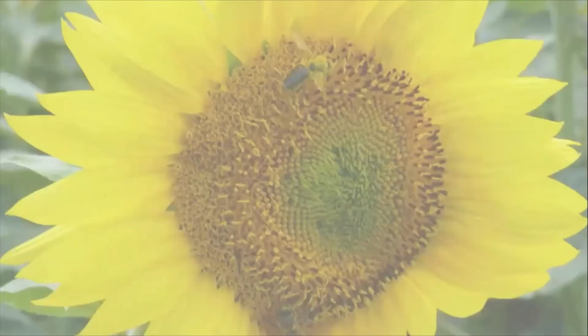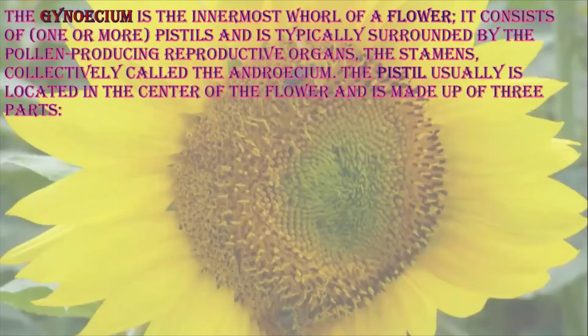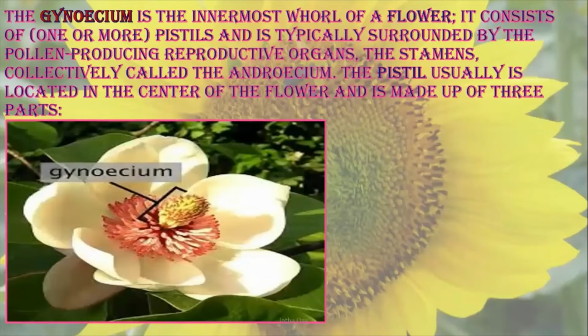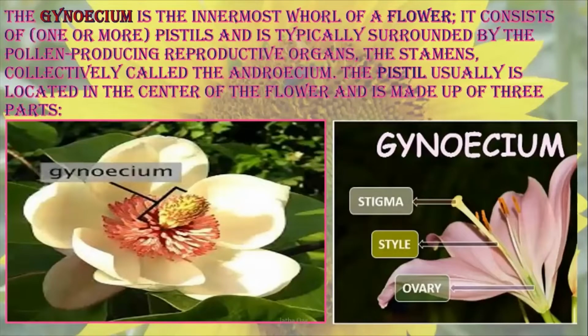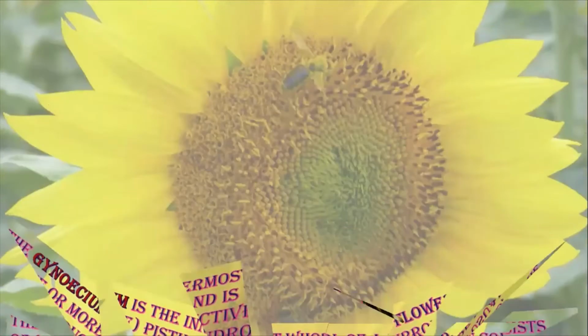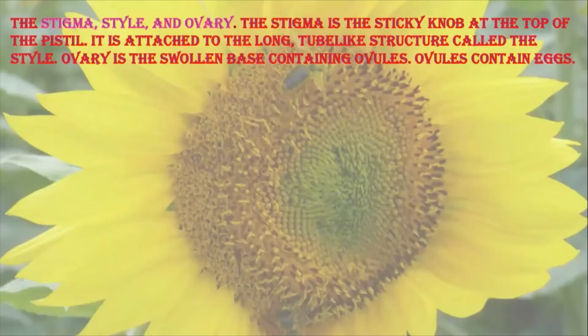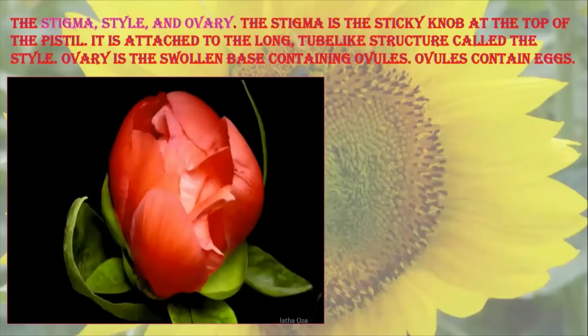Gynoecium is usually located in the center of the flower. It is the collection of the female reproductive parts, which are called carpels or pistils. It usually consists of 3 parts: stigma, style, and ovary. Stigma is the sticky swollen tip of the pistil. It is responsible for receiving pollen grains.